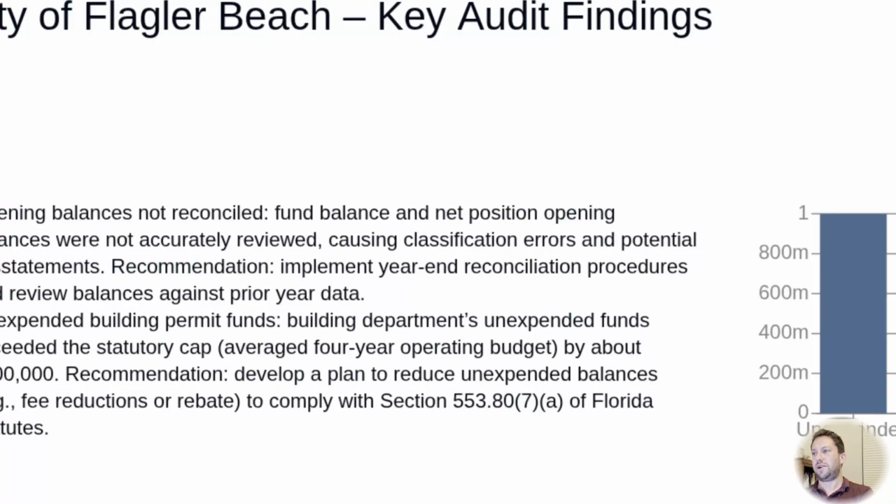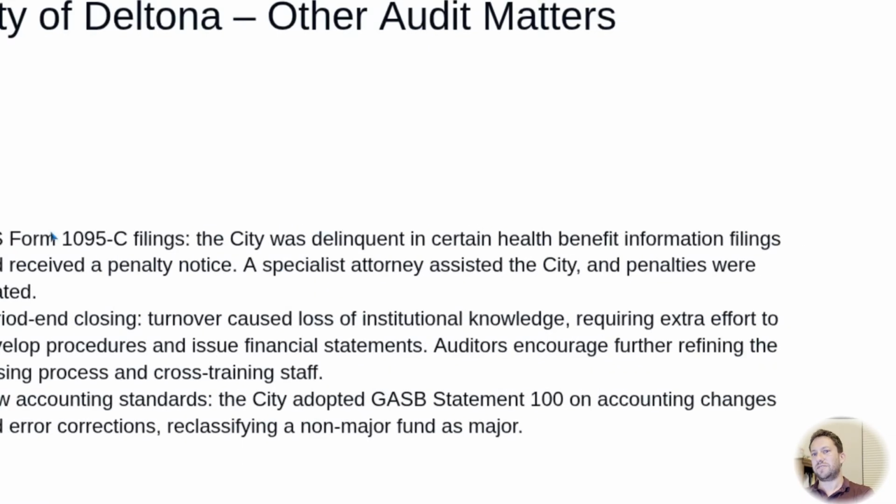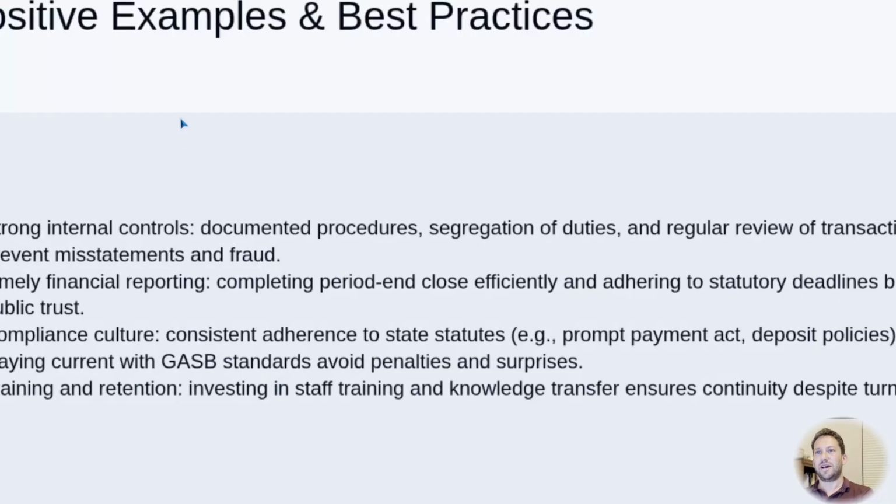Flagler Beach. Okay, this at least looks like it's starting to tell us something, but still the chart's not that helpful. I don't know if that's 1 billion, if it's dollars, I presume, but I have no idea. It doesn't really say. Also it describes some of the issues that we heard about previously. City of Deltona, other audit matters, okay. Positive examples and best practices.